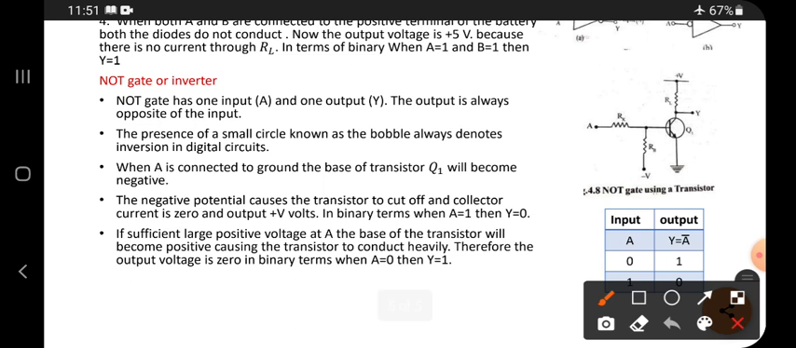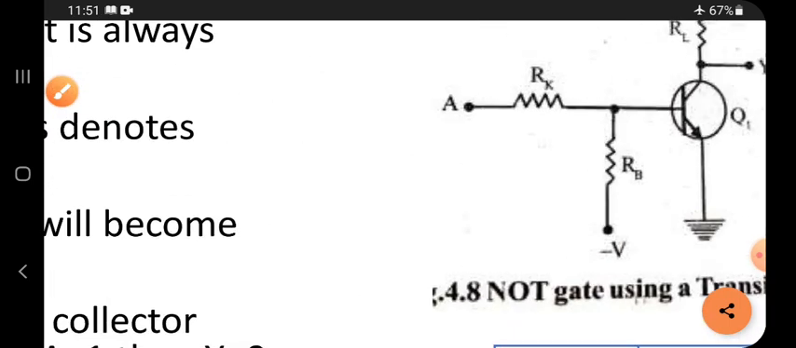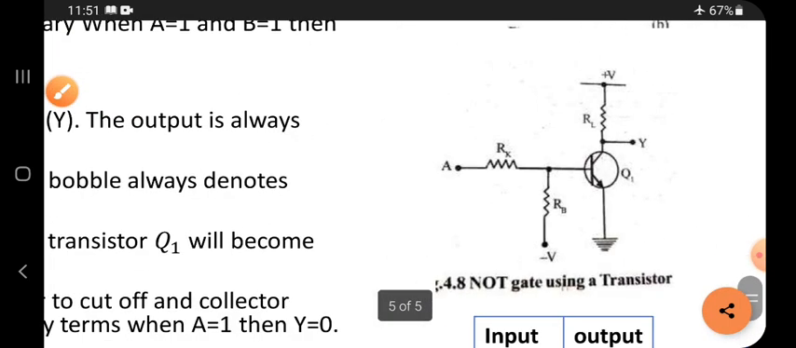Okay, when A is connected to the ground, the base of transistor Q1 will become negative. When A is connected to the ground, the base of the transistor Q1 will become negative. Okay, see the transistor.